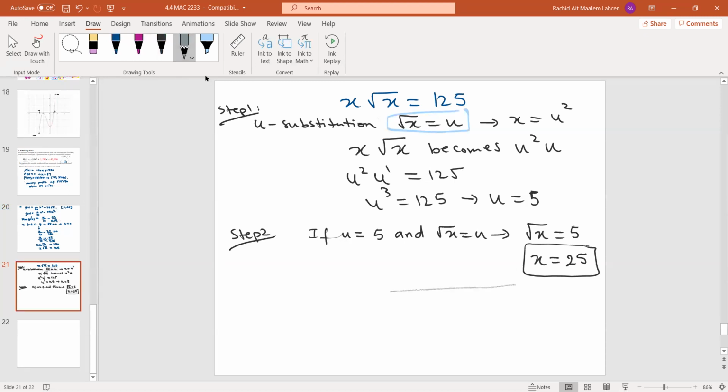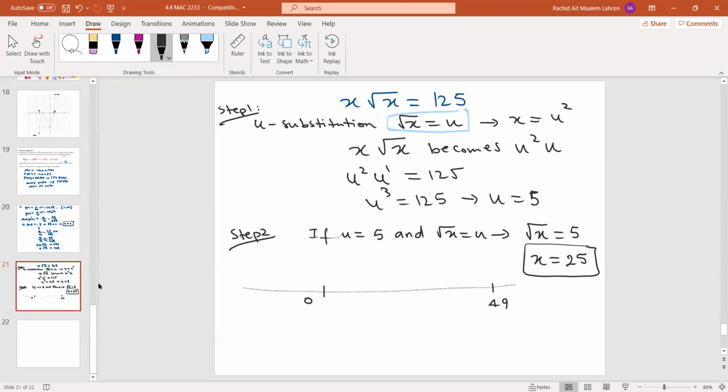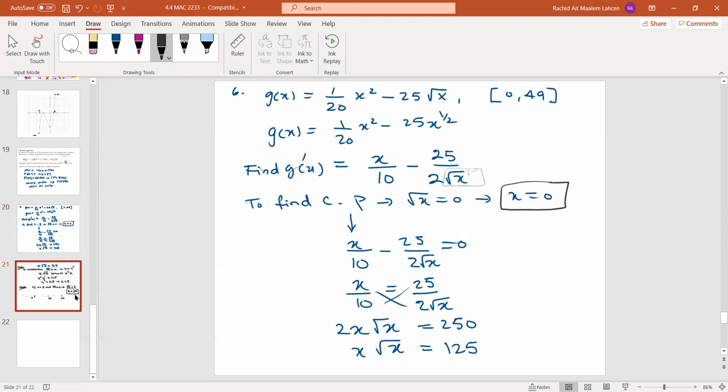So let's do this. We're investigating 0 to 49. We found the critical point 0, this one here, but it's already one of the interval end points, so it's okay. So we won't write 0 twice, so that's already used. And 25, let's say here. So these 3 points we're going to investigate again using g of x.